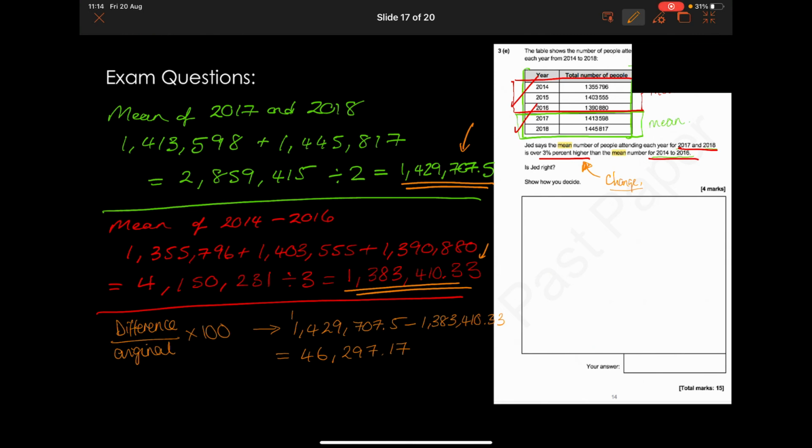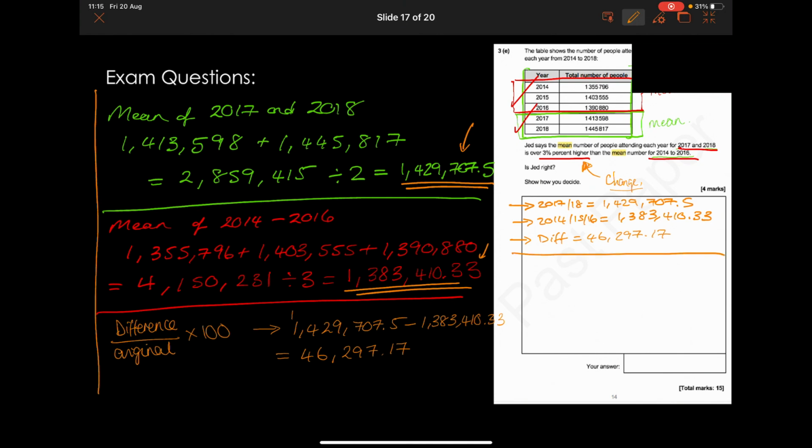So I'm going to just write up here 2017-18 equals 1,429,707.5. 2014, 15 and 16 equals 1,383,410.33. And then I'm going to put difference equals 46,297.17. Again, if you've got enough space, all of this can go into your working out box because it's better to have all of it than not enough.